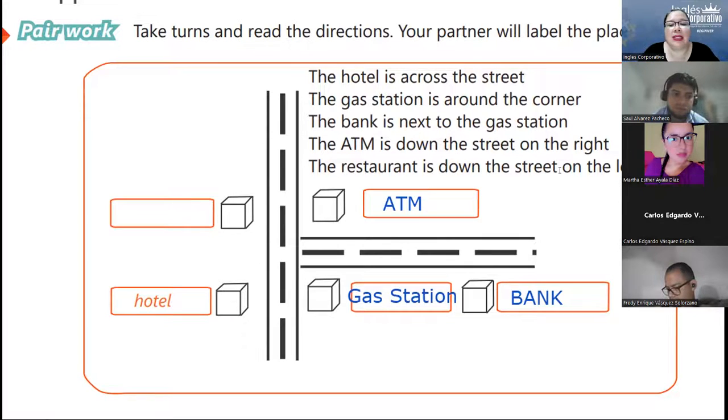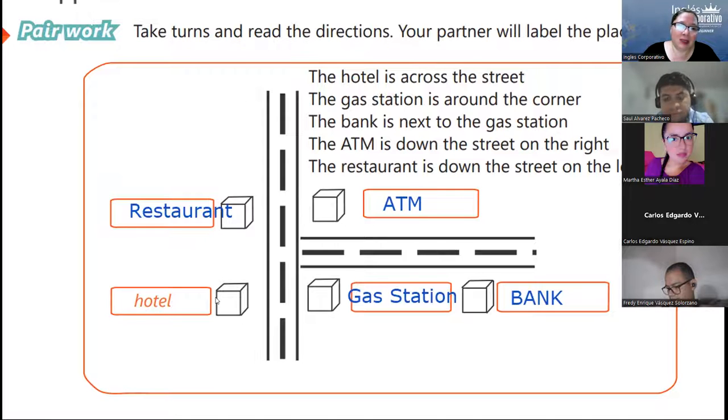The restaurant is down the street on the left. All right. That's a very good one. Thank you very much.